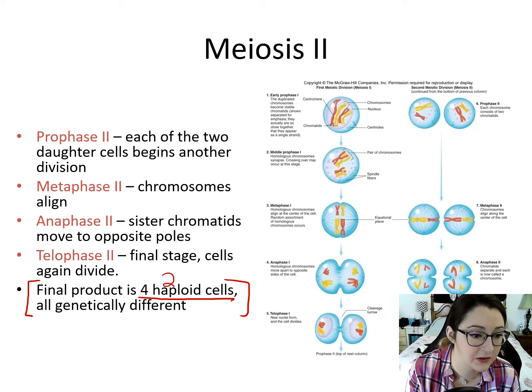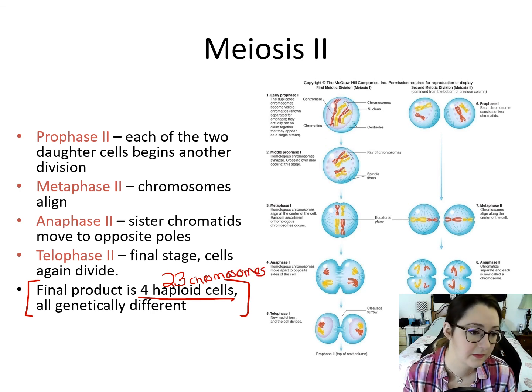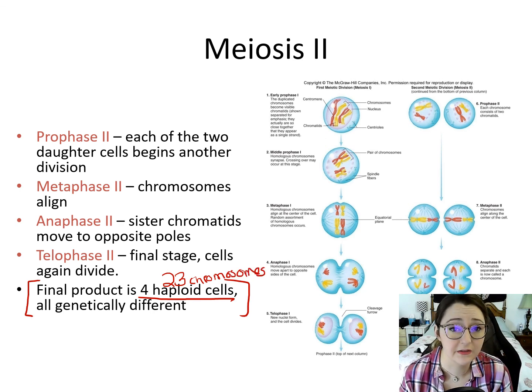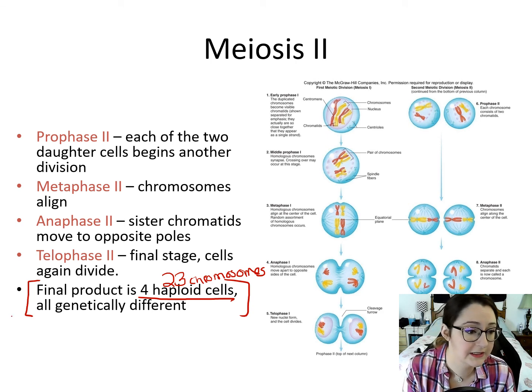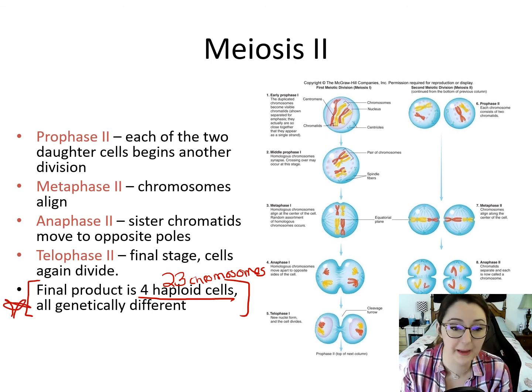Remember, that means that there's only 23. And they are all genetically different. So this is the take-home message I want you to get from that.